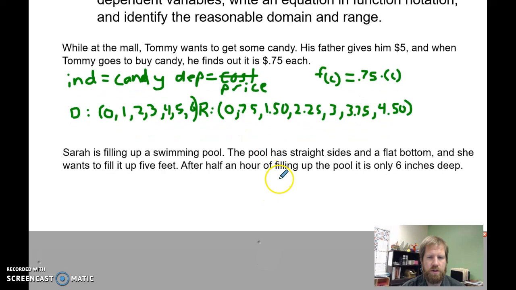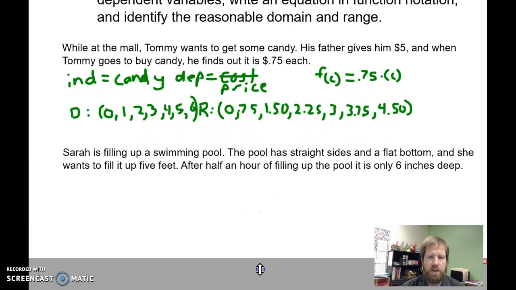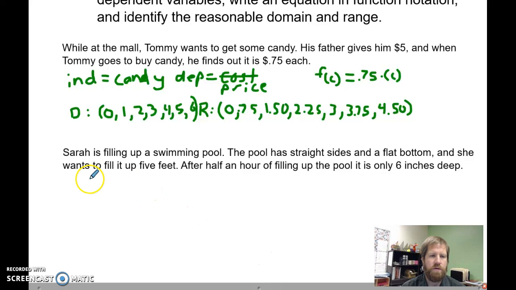Now, second question. We're going to look at this shortly, but we're not going to go through it all. Sarah is filling up a swimming pool. The pool has straight sides and a flat bottom, and she wants to fill it up 5 feet. After half an hour of filling up the pool, it is only 6 inches deep. Okay, so we've got filling up the pool. So we have half an hour, so that's going to be time. That's going to be one of our variables. And then we have, looks like, depth.